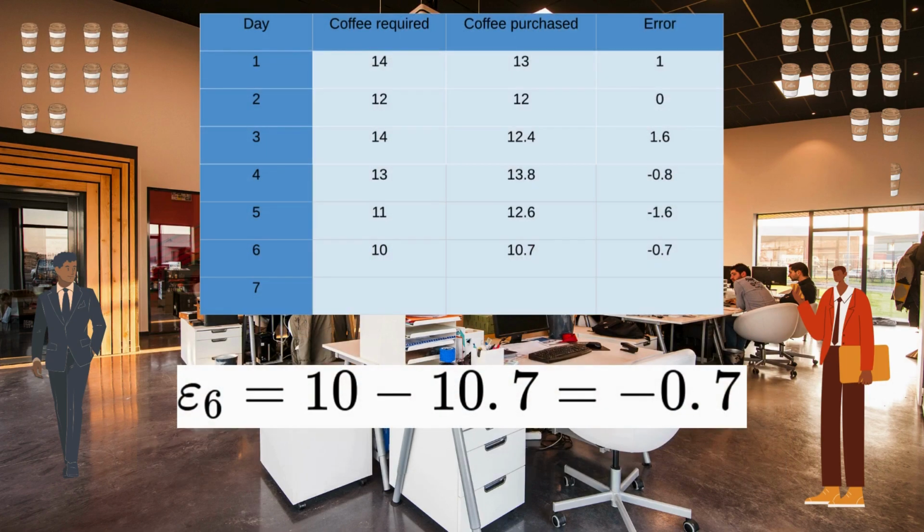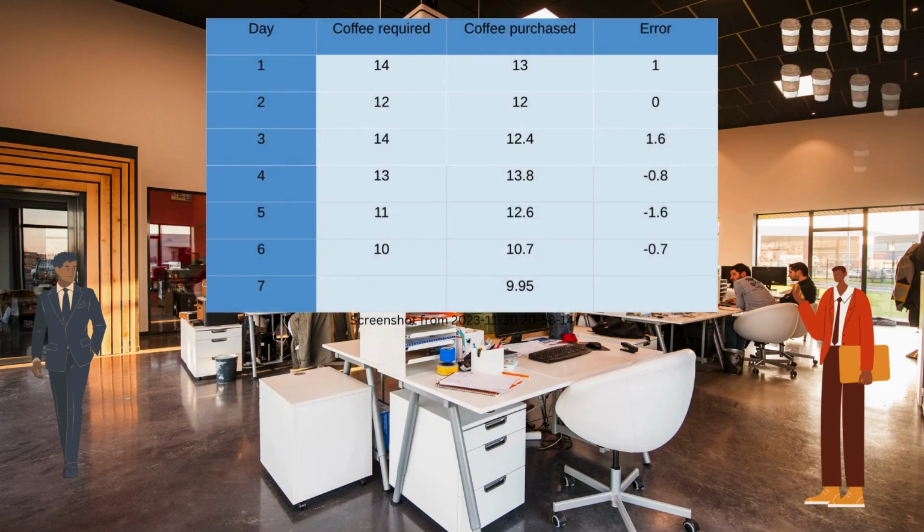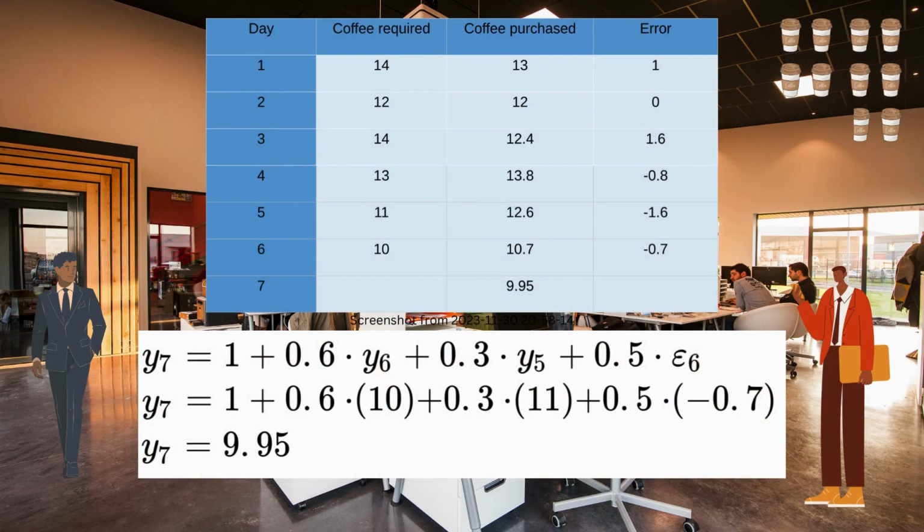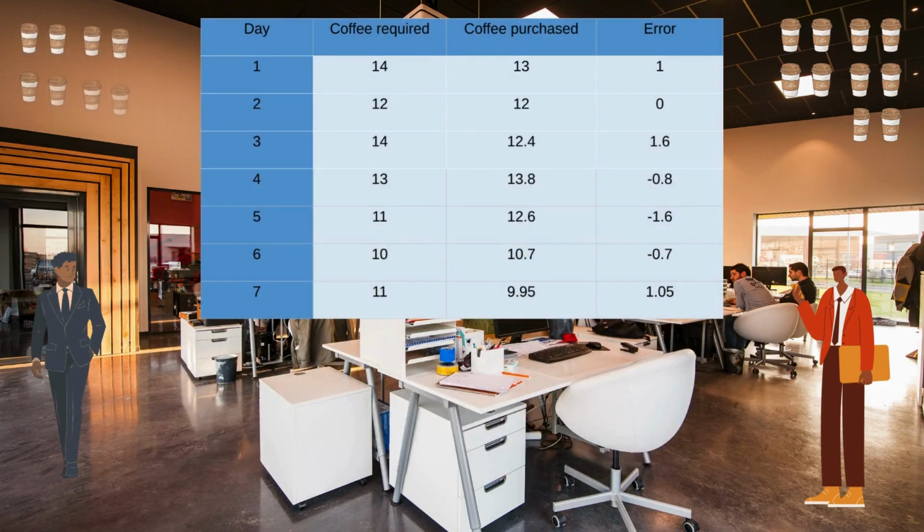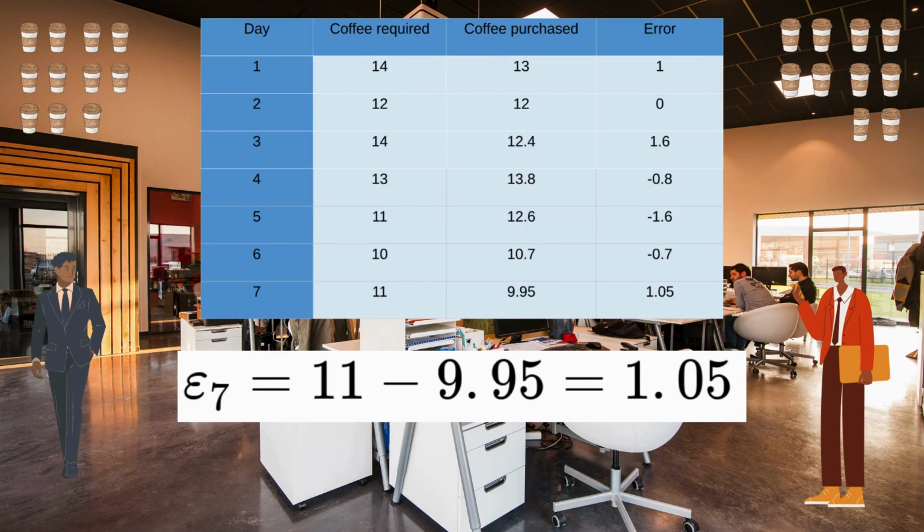The actual coffee requirement for day 6 was 10. Therefore, epsilon 6 is equal to 10 minus 10.7, that is equal to minus 0.7. Coffee purchased on day 7 is Y7. Y7 is equal to 1 + 0.6 × Y6 + 0.3 × Y5 + 0.5 × epsilon 6. Y7 is equal to 1 + 0.6 × 10 + 0.3 × 11 + 0.5 × (minus 0.7). Therefore, Y7 is equal to 9.95. Actual requirement of coffee on day 7 was 11. Therefore, epsilon 7 is equal to 11 minus 9.95, which is equal to 1.05.